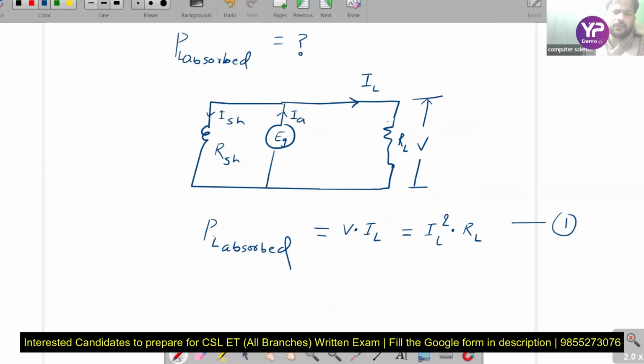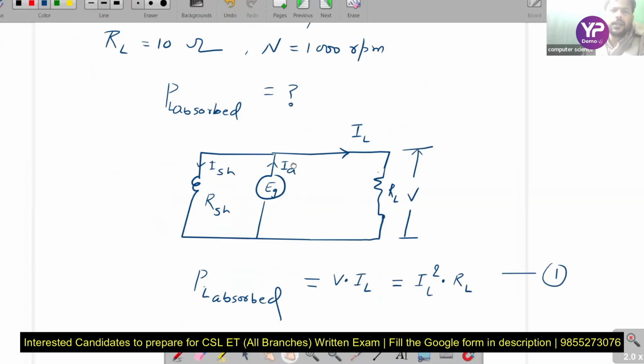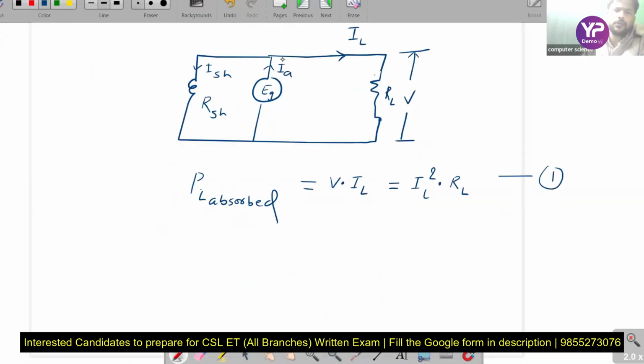To find this value, first of all we write the current flowing through the armature. If we apply the KCL equation at this node, IA is equal to incoming current equal to outgoing current, that means IL plus Ish.